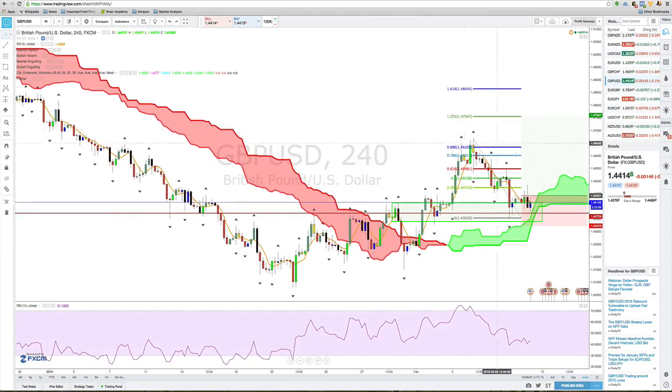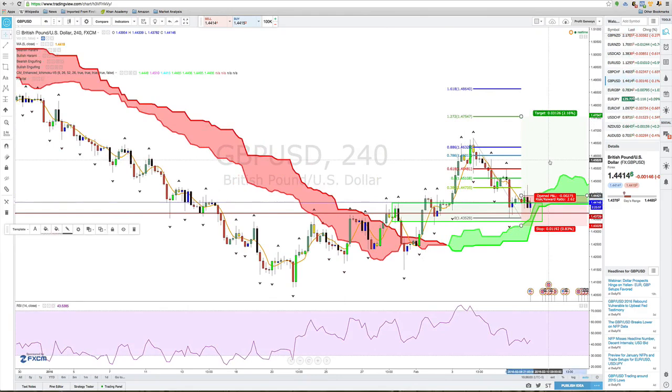Taking a trade, that means for every 1% we risk, we're making 2.62% back. For every $100 we put at risk, we're making $262 back. So that's a nice reward to risk ratio. We'll see if this trade actually triggers and pans out. Hoping it does, and hoping we can make some profit on it.